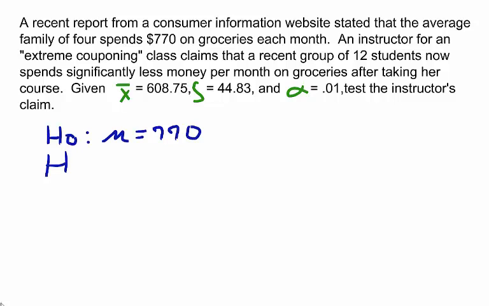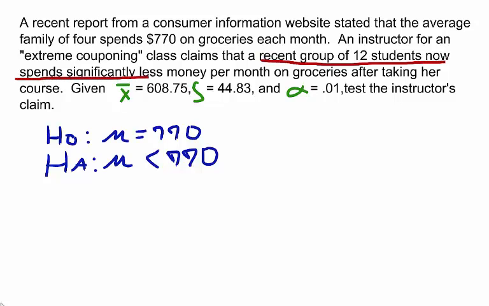Our alternate hypothesis is that mu is less than 770. The reason we choose a less than, or left-tailed test, is because of this statement. A recent group of 12 students now spends significantly less money per month on groceries. Less than generally indicates a left-tailed test.